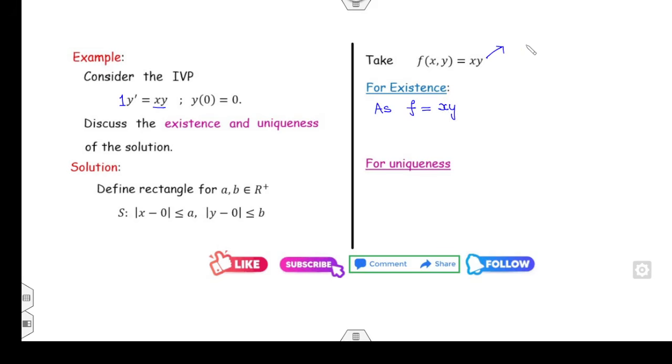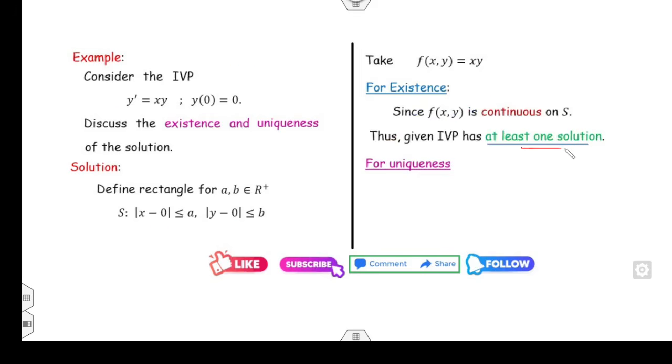x into y is a polynomial, and every polynomial is continuous. So yes, f is continuous on the rectangle S. Continuous का मतलब क्या, f की value कभी infinity जाएगी इस domain के अंदर? नहीं जाएगी. हाँ, अगर आपकी domain कुछ ऐसी हो जाती, x less than or equal to a और y is less than infinity, तो ये infinity पे चला जाएगा ना y के साथ. क्लियर? तो इसका मतलब ये function continuous नहीं होगा. Now in this case the function is continuous, therefore at least one solution must be there. तो इसका कम से कम एक solution तो आपको मिलेगा ही मिलेगा.